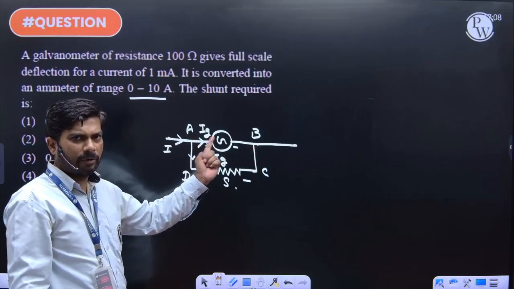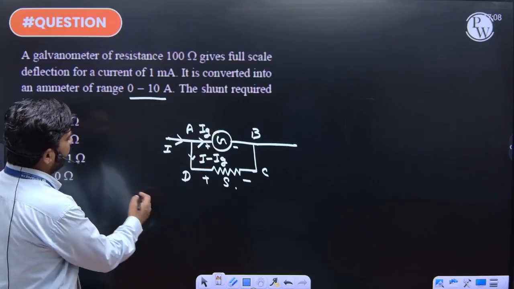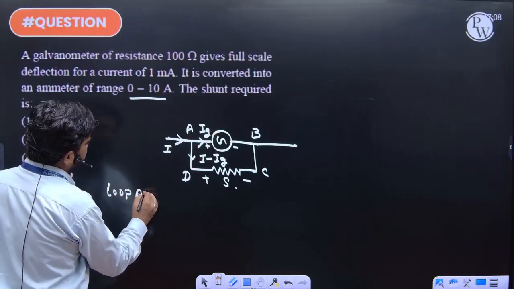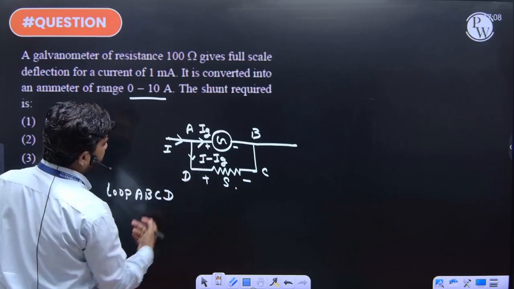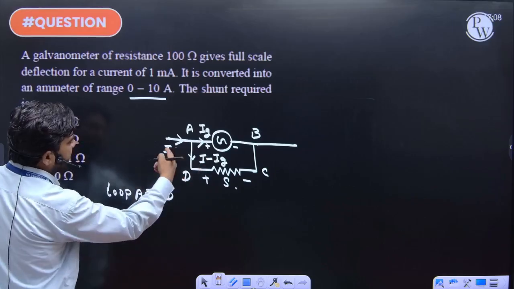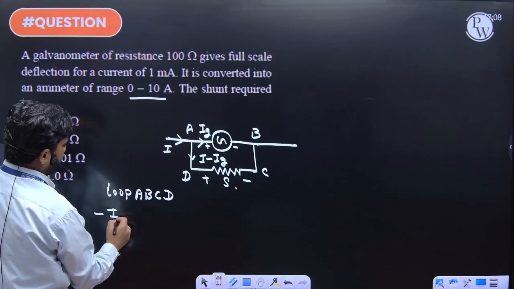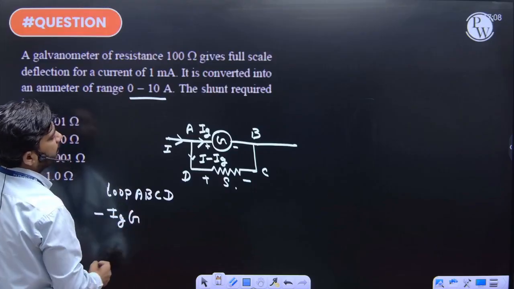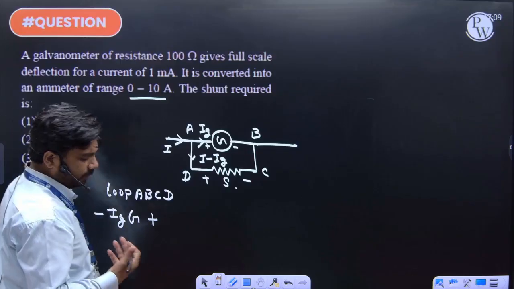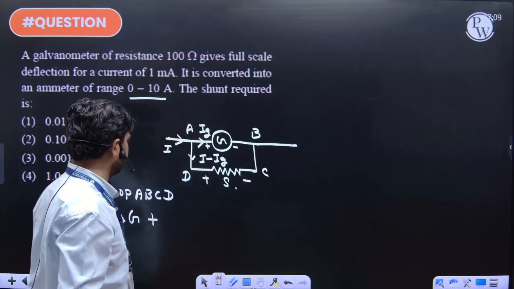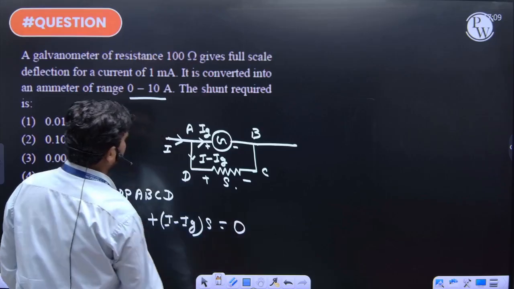Current always flows from higher potential to lower potential. Take any loop, suppose I am taking loop ABCD. We could have done it directly also, but I am giving you this way. So what is the current? Ig into G, plus to minus, so it is minus Ig into capital G. Then again here, minus to plus, it is increasing, so it is plus. So plus I minus Ig into shunt resistance S, and that is equal to 0.